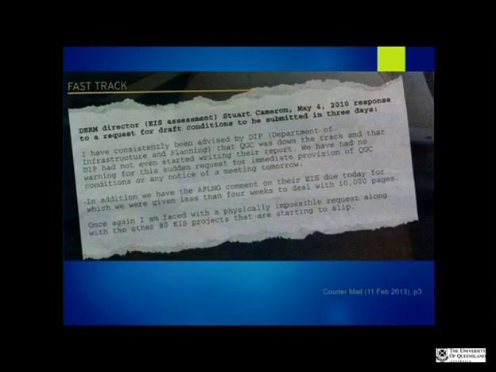We've had no warning for the sudden request for immediate provision of QGC conditions or any notice of a meeting tomorrow. In addition, we have the APLNG comment on their EIS due today, for which we were given less than 4 weeks to deal with 10,000 pages. Once again, I am faced with a physically impossible request along with the other 80 EIS projects that are starting to slip. And this was revealed to the Courier Mail, so this is part of that article.